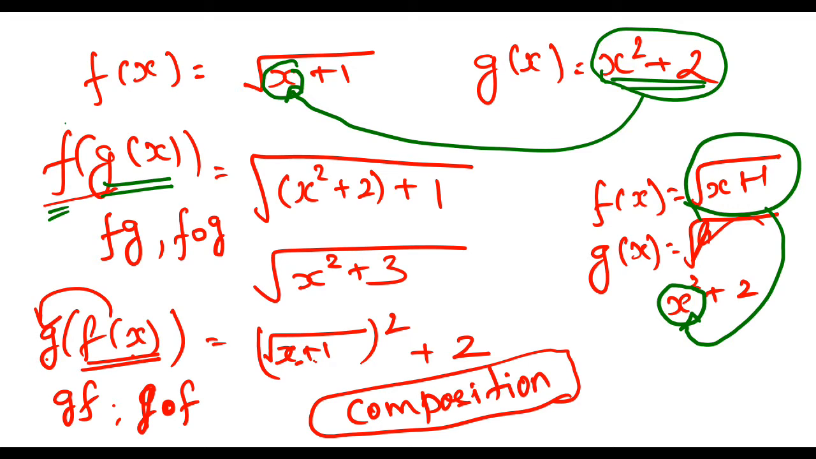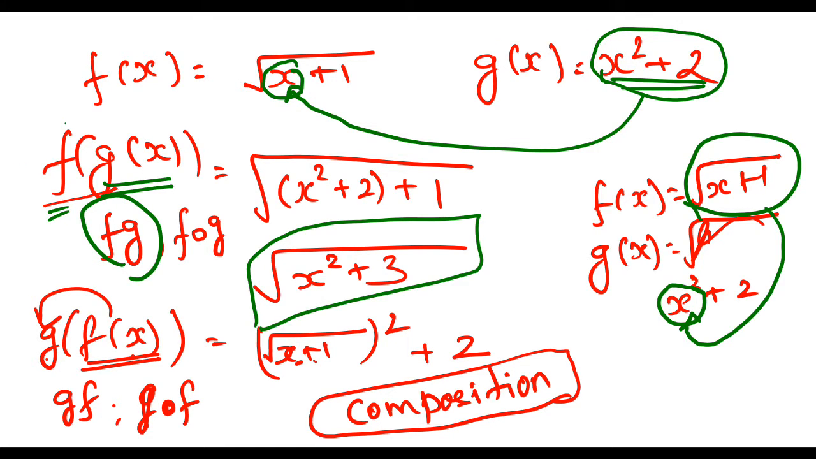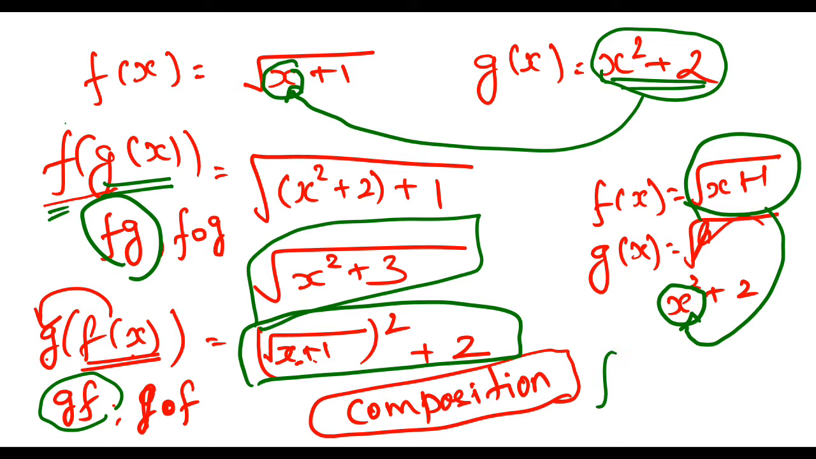So you can plug in any function into the other, and you can see that there is a property coming up here. Fg, which was square root of x square plus 3, is not equal to gf, which is completely different. So composition is not commutative. F of g is not equal to g of f.